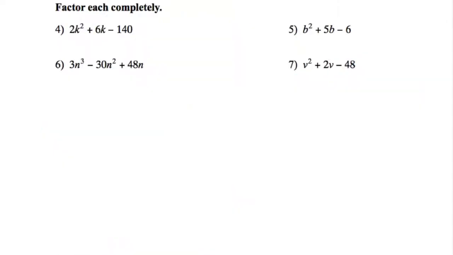Next, we're just factoring. So we want to factor these. First thing we can always look for is a greatest common factor. So a number all three terms have in common. Here it's a 2. So this actually is equal to 2 times k squared plus 3k minus 70.